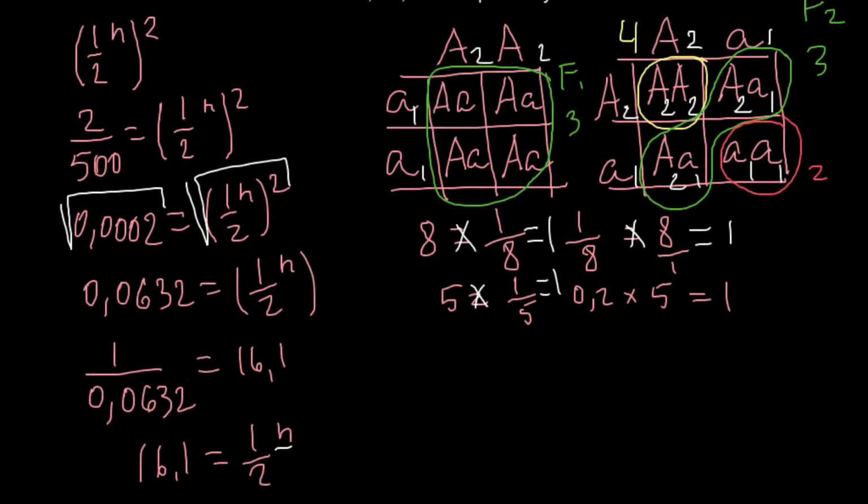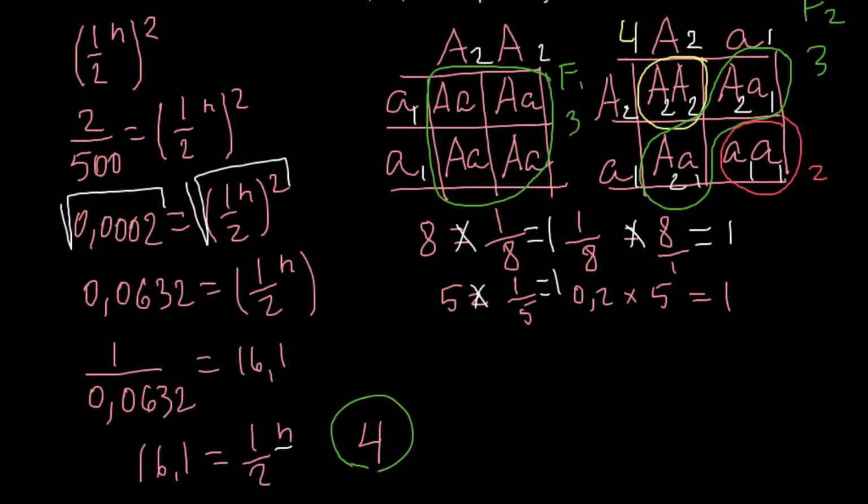So what is the closest integral value for n? This is going to be 4. So this is going to be 4, and this is going to be our answer. This trait would be under the control of 4 loci, and each locus would be represented with 2 alleles. So a total of 8 alleles would control this trait.